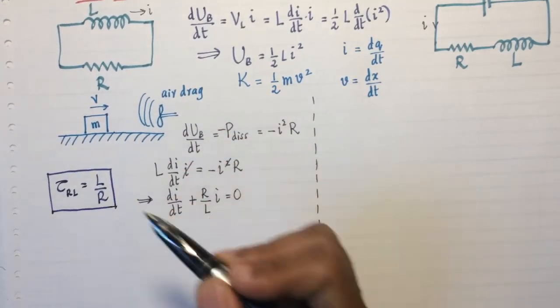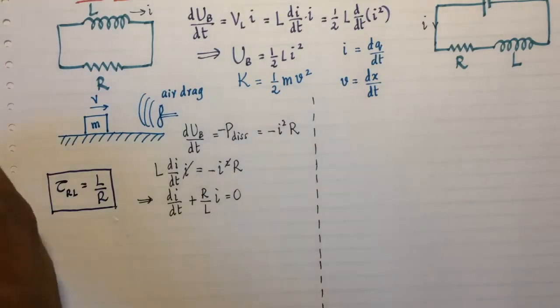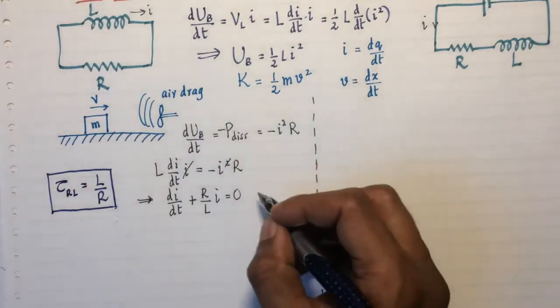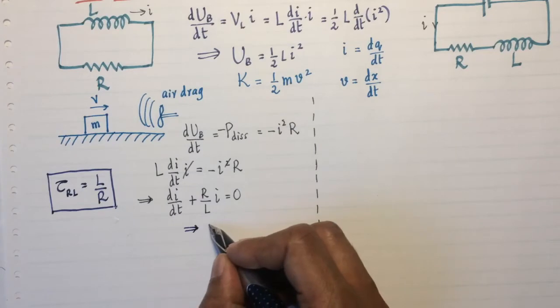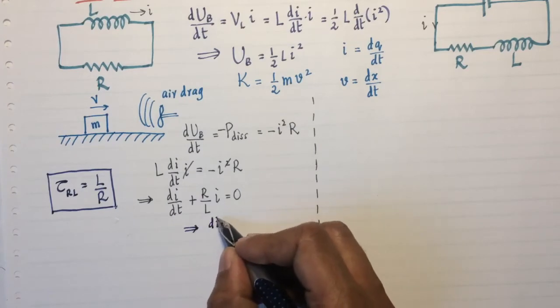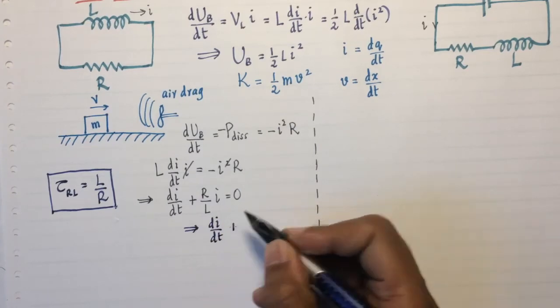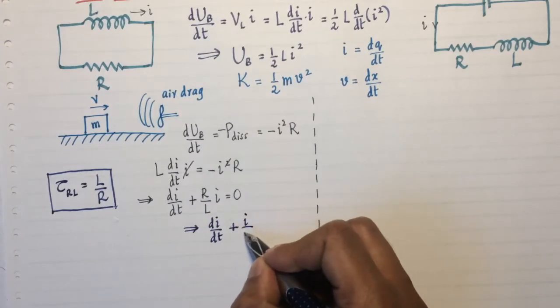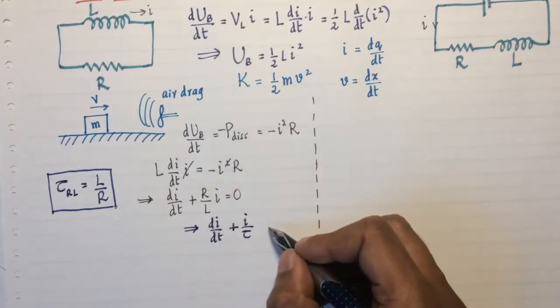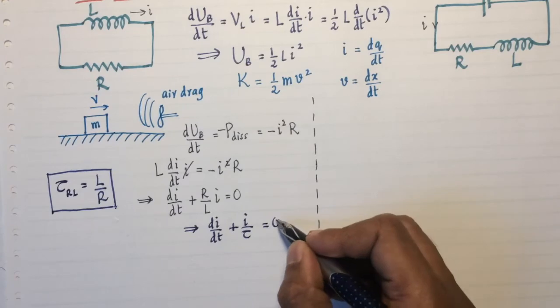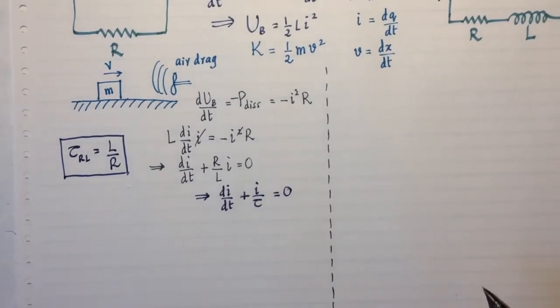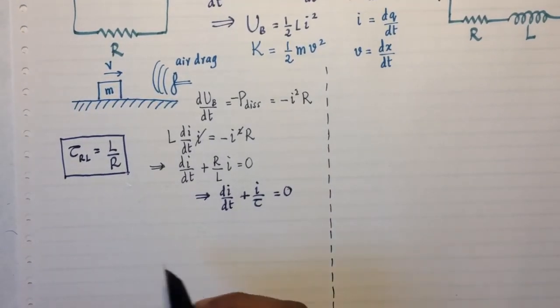This is the time constant of the RL circuit. In terms of the time constant, then, I can write my equation as follows. It's di by dt plus I over tau, I won't write the RL, it's understood, equals 0. Now this equation can be pretty easily solved using what's called separation of variables.